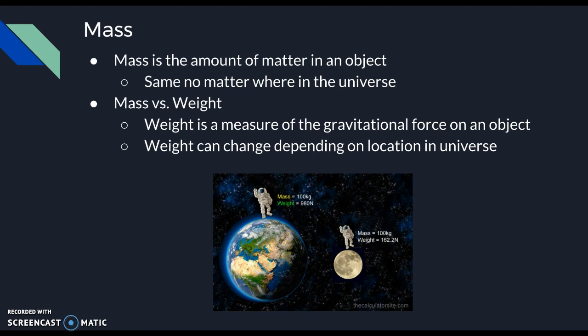It's the same no matter where you are in the universe. However, weight is different. People use those interchangeably, but they're technically wrong. Your mass is how much you have, and the weight is how much it's affected by gravity. So gravity on different planets affects your body differently. It pulls more on it in other places. You'll notice in the picture that your mass on the moon and on Earth are the same, but your weight is different because gravity is different on those two planets. The moon is not a planet, but you get what I'm saying.